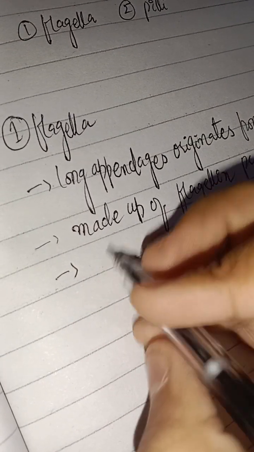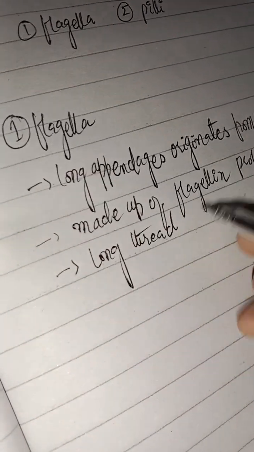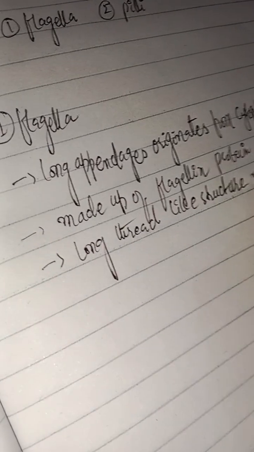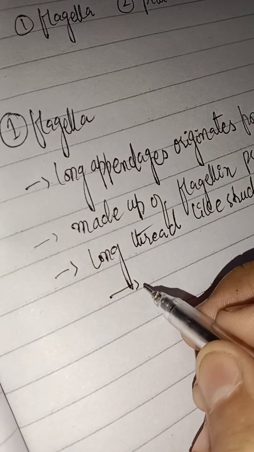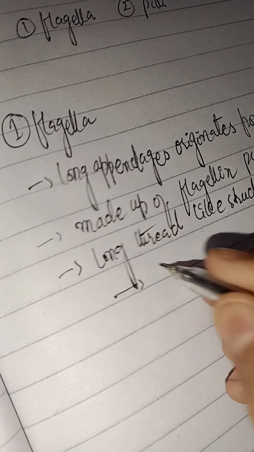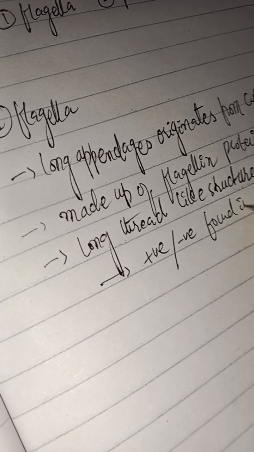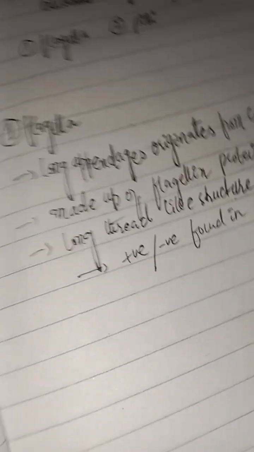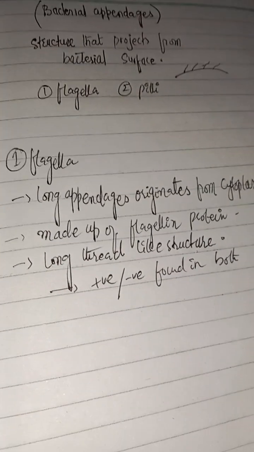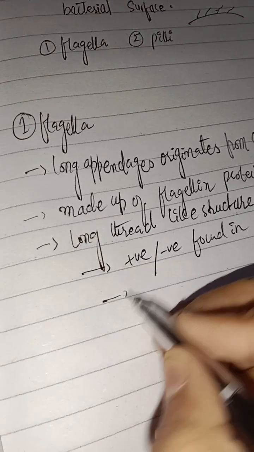They are long thread-like structures. And they are found in both gram-positive bacteria and gram-negative bacteria. They help in locomotion.